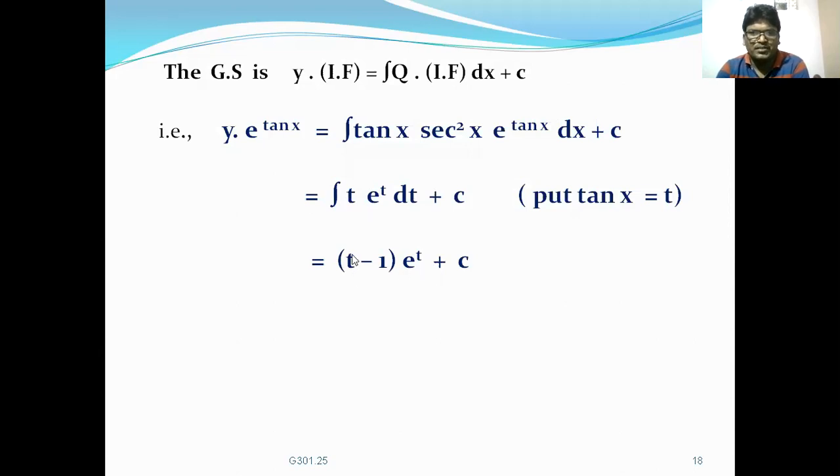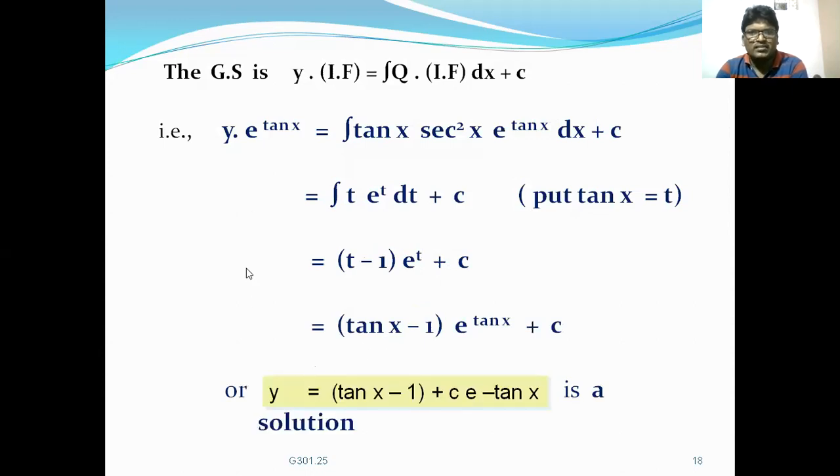Now substitute the t value in this equation. What is the t value? t is equal to tan x. Wherever the t function is there, you have to substitute tan x. Then the equation becomes like this.